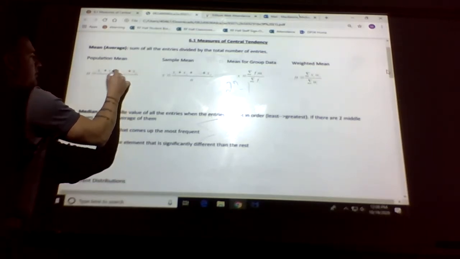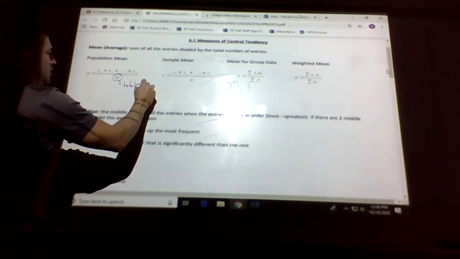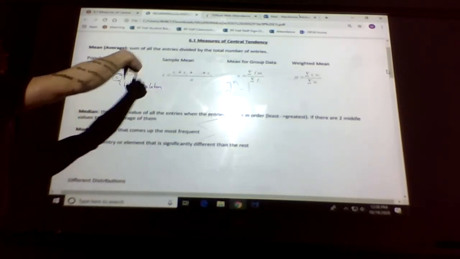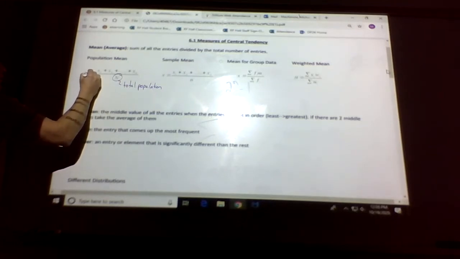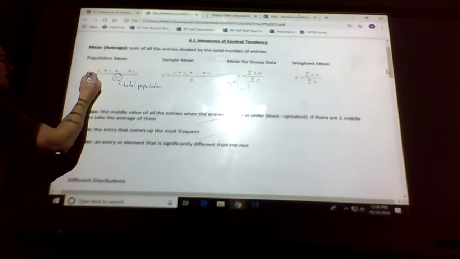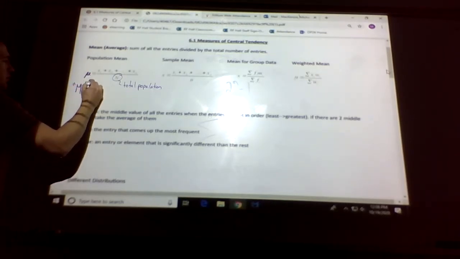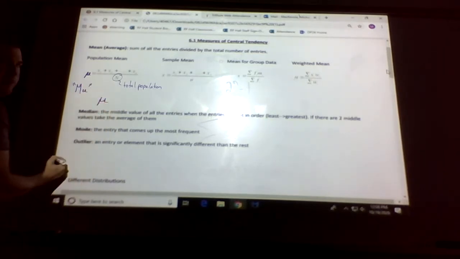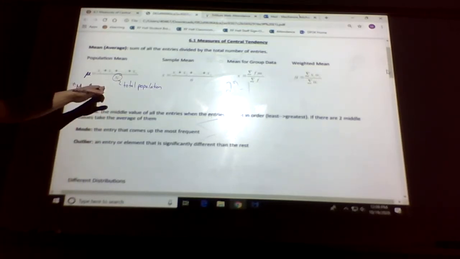This n here represents the total population, or the number of entries. And this symbol here, it kind of looks like an M, and it kind of looks like a U. So it's actually called a mu. It's a U, and let's extend the front piece. So it's a mu. That's for population mean.